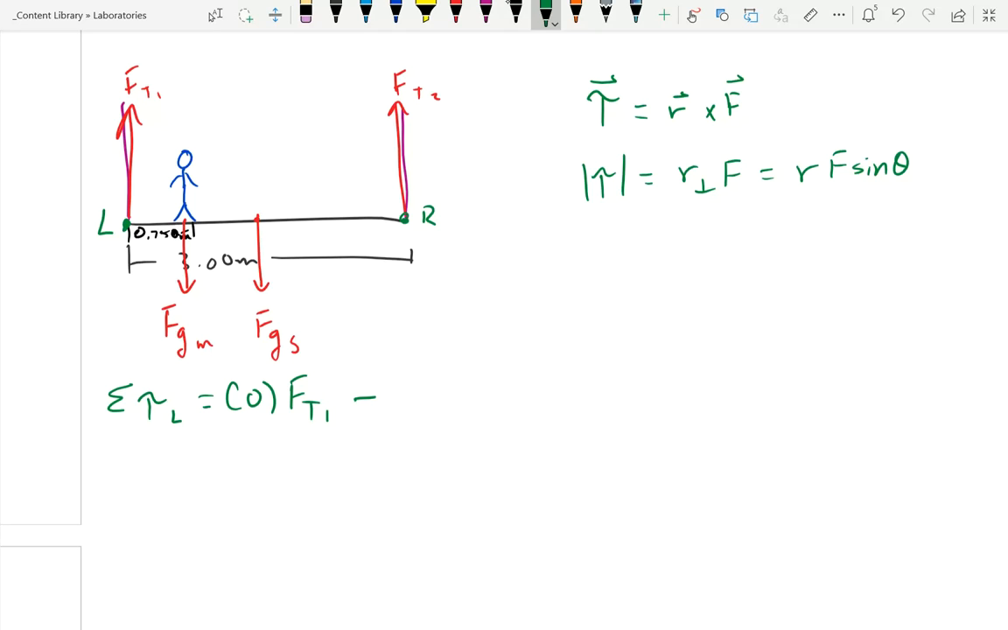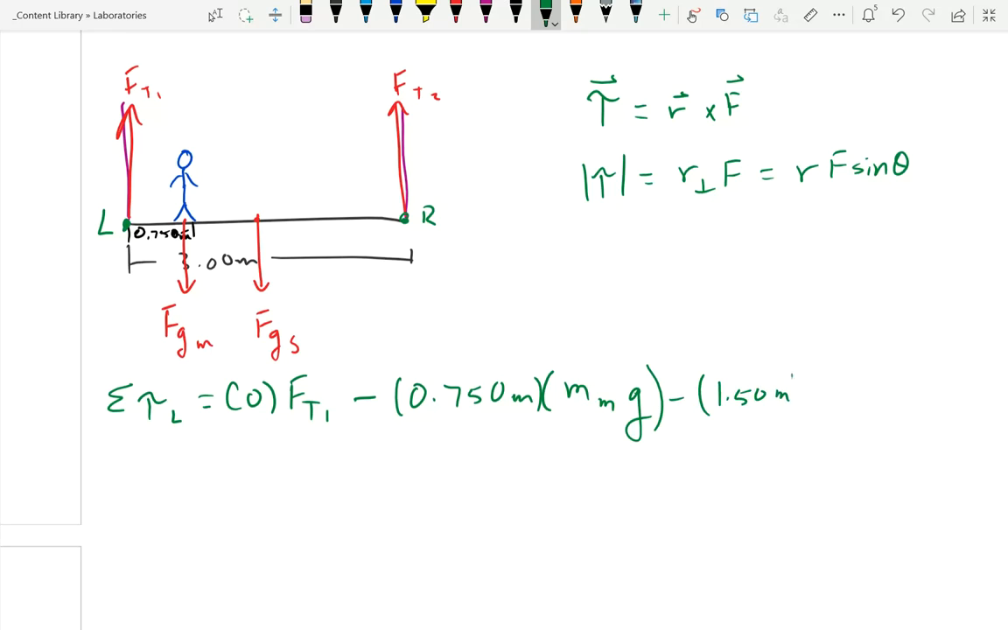Okay, so we have minus that distance for the man, which was 0.750, and his force was the mass of the man times g. Then we go to the next force, the force of gravity from the scaffolding. Is that a positive or negative torque? Negative. It's exactly the same orientation as the preceding one, so it has the same sign. And it's negative 1.5 meters.